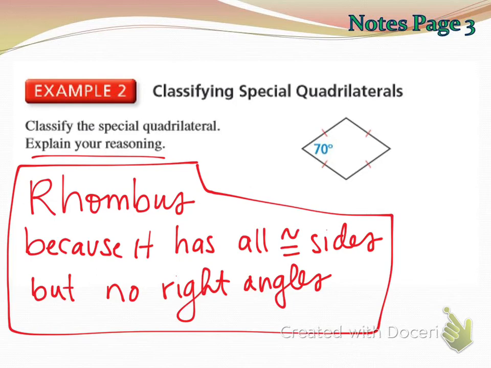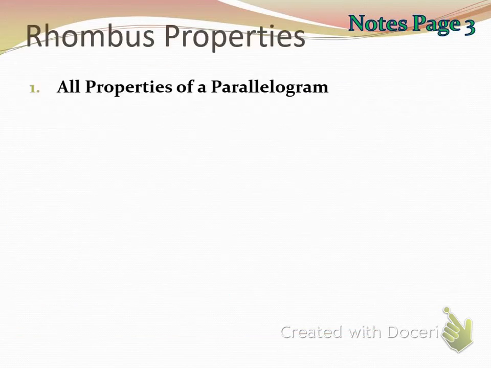So, rhombus because it has all congruent sides, but it does not have any right angles. Okay? So, let's talk about the properties of a rhombus. The first one, it has all the properties of a parallelogram. So go ahead and write that down. Number one, has all the properties of a parallelogram. So right off the bat, how many properties does it have? 5. Well, it has 4.